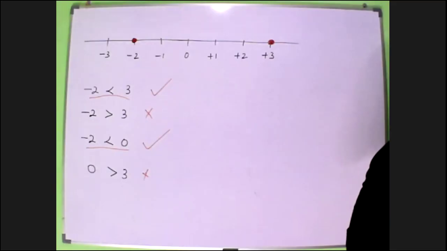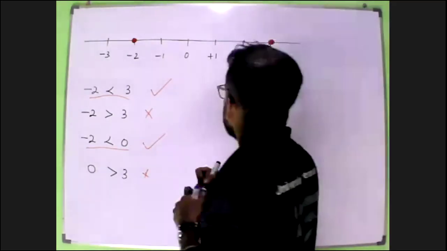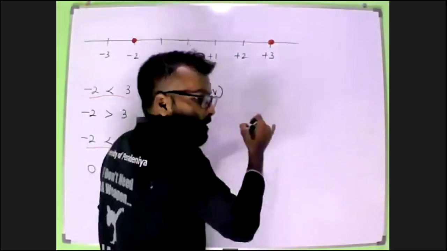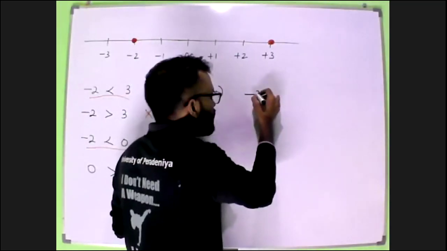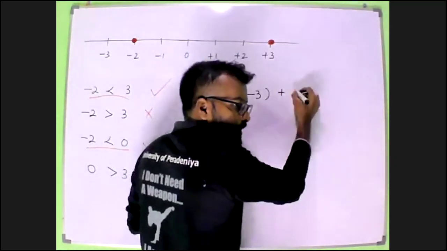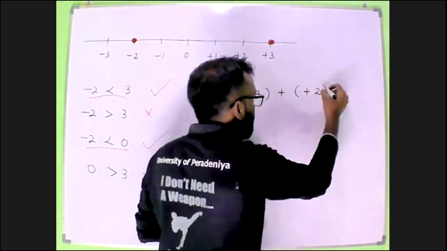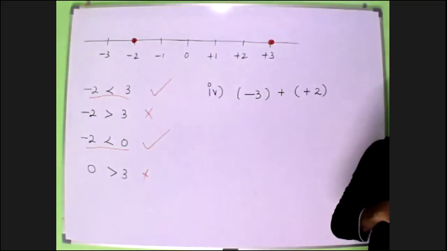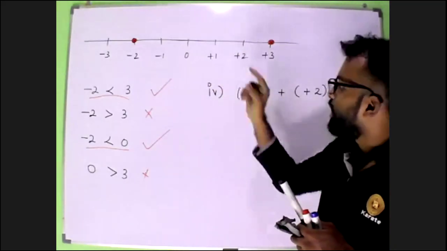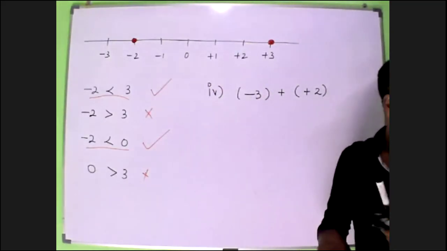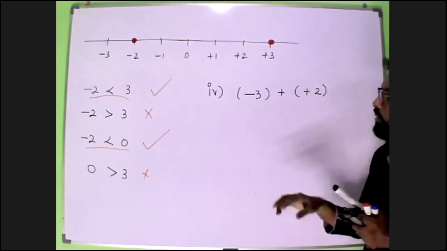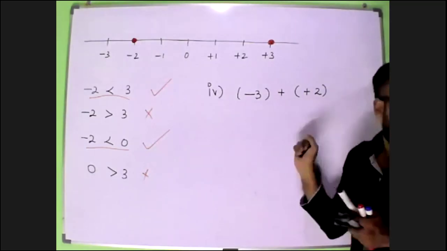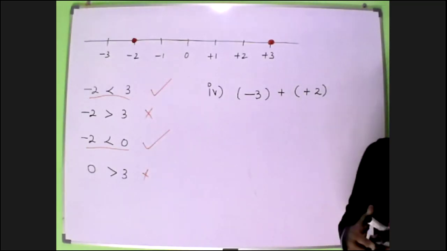Find the value of minus 3 plus 2. In this fourth one, they are asking to find the value of minus 3 plus 2. So you have to figure it out by using the number line. Like minus 3 plus positive 2, right? So let's see.